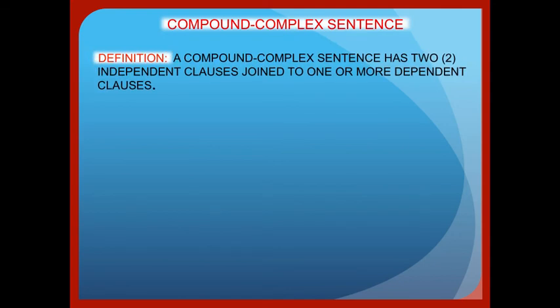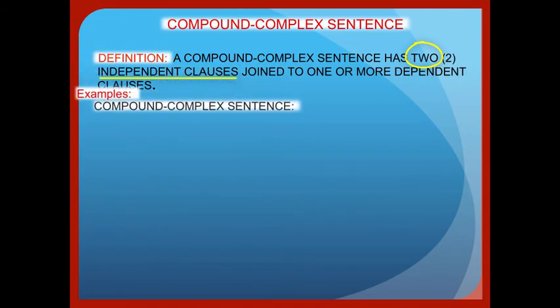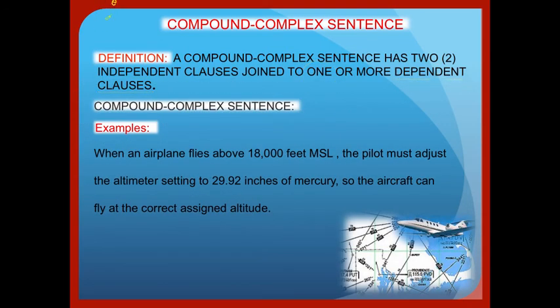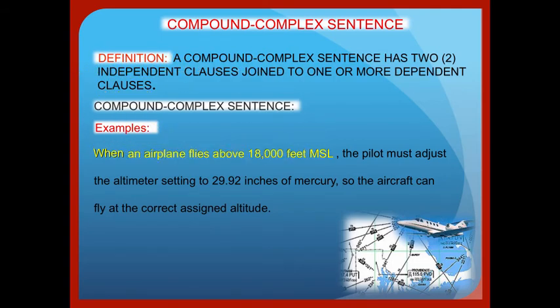The last type is a compound complex sentence. A compound complex sentence has two independent clauses joined to one or more dependent clauses. For example, when an airplane flies above 18,000 feet MSL, mean sea level, the pilot must adjust the altimeter setting to 29.92 inches of mercury so the aircraft can fly at the correct assigned altitude.